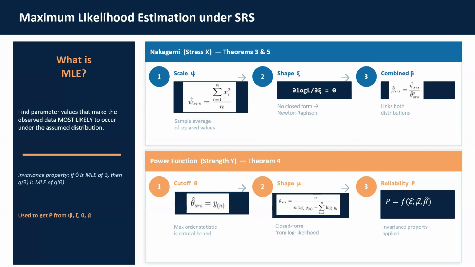From Theorems 3 and 5, we show the maximum likelihood estimations for the Nakagami distribution parameters xi and psi and the combined parameter beta, which we combined from xi and theta of the power function and Nakagami distribution. Theorem 4 gives us the maximum likelihood estimation for the parameters theta and mu of the power function distribution. Eventually, by using the invariance property, we derive the maximum likelihood estimation for the reliability P.